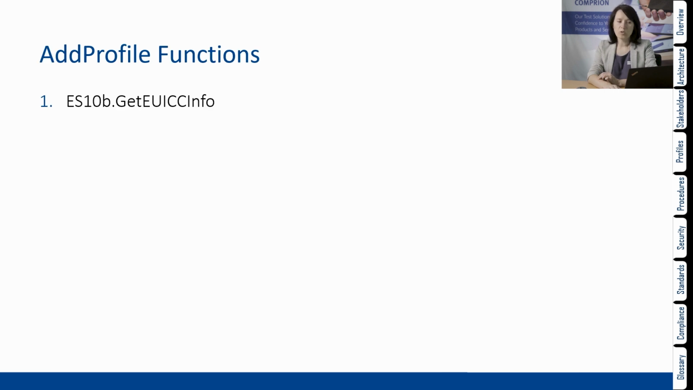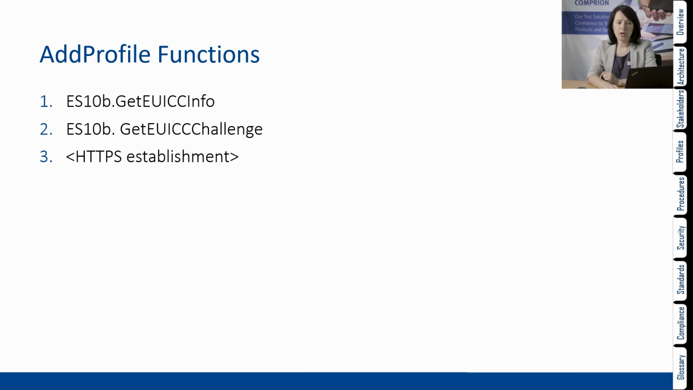The functions which are used for the profile download, so there are quite a lot. Especially there is this, at the beginning, the get EUICC information from the device to the EUICC. Then there is a request for the EUICC challenge, so for the cryptographic parts to add some randomness and security. Next step, the HTTPS establishment procedure, which is not a command itself, but there is this HTTPS establishment.